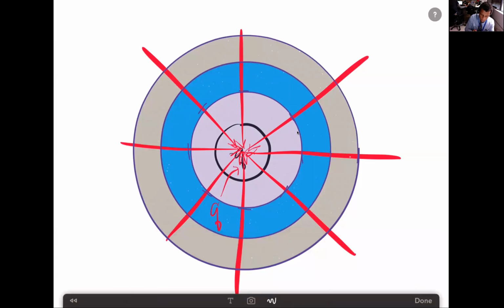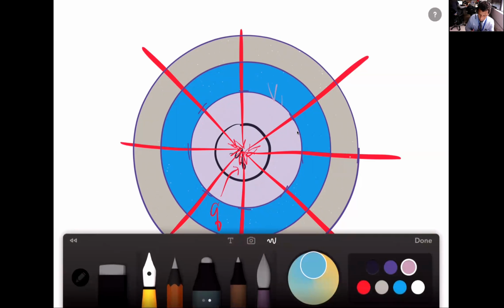The first potential here is just going to be V1. Ooh, that's hard to see. V1, V2, and V3. So we can define something called potential difference. And this could be V3 minus V1. It could also be V2 minus V1. Okay, so we have potential difference.